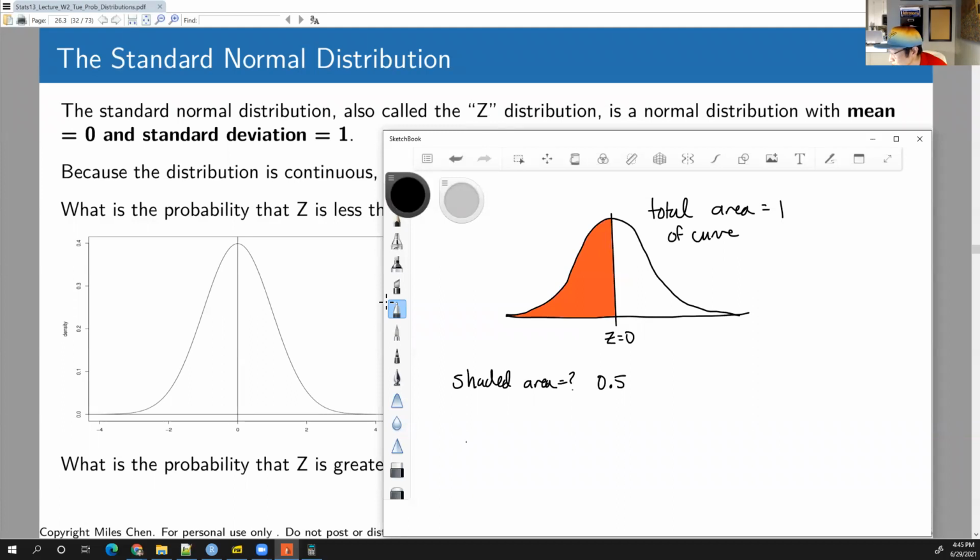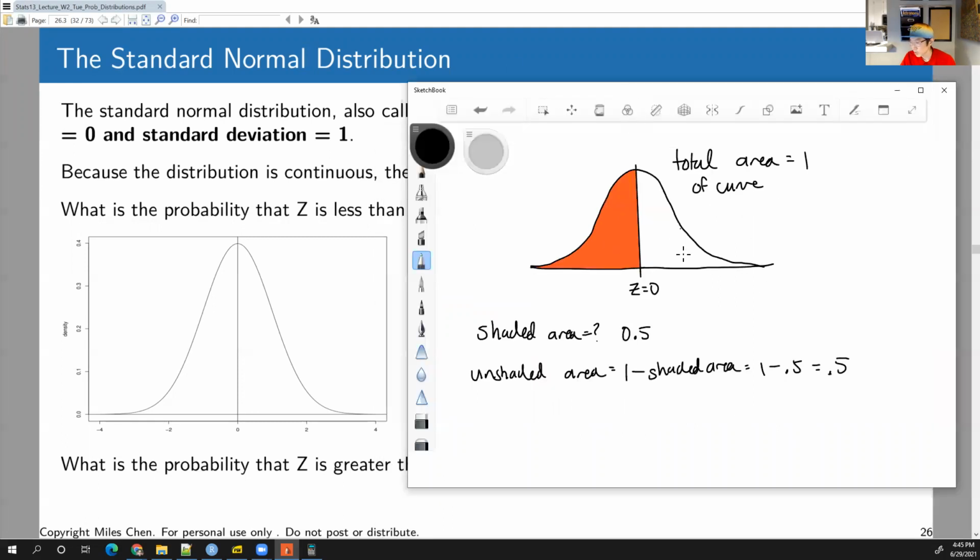And then what would be the unshaded area? The unshaded area is also going to be 0.5, right? Everything has to add up to 1, so I'm going to just do 1 minus the shaded area. I get 1 minus 0.5, which is also 0.5. Does that answer your question? So we just started off with this premise that the total area is going to equal 1.